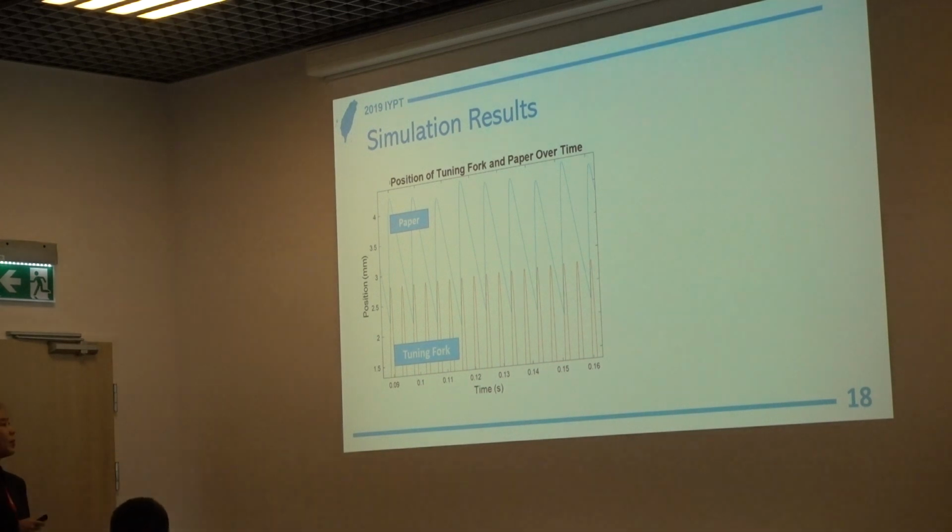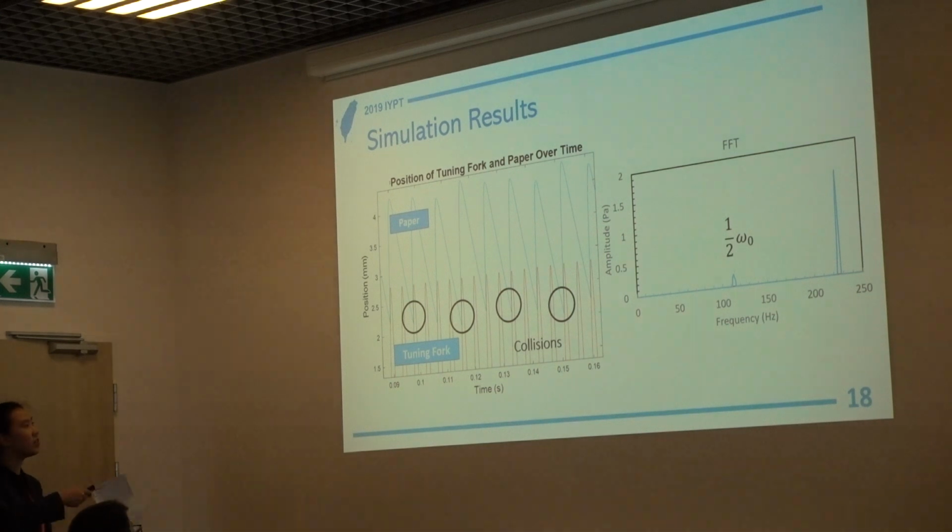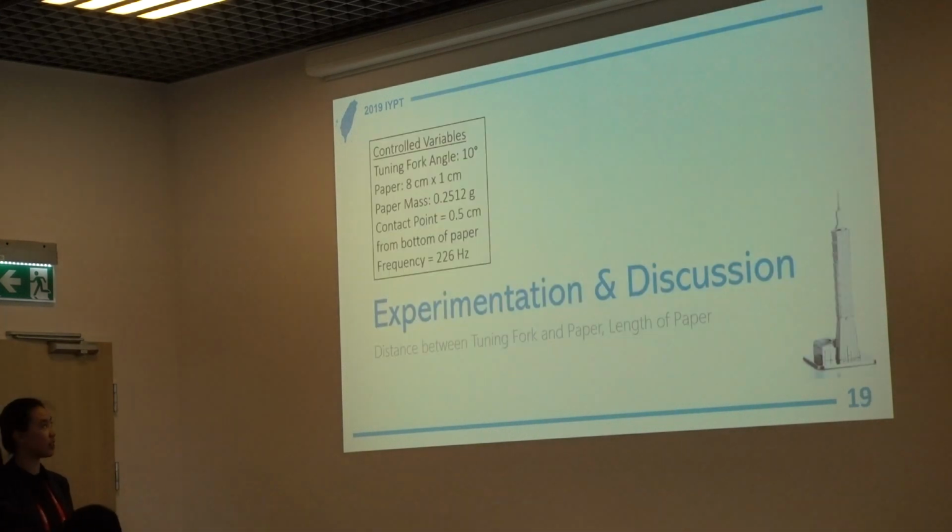This is the motion of the paper, and this is the motion of the tuning fork. We can see that for every two times the tuning fork oscillates, the paper will hit it once, giving us an undertone frequency of 1/2 the natural frequency.